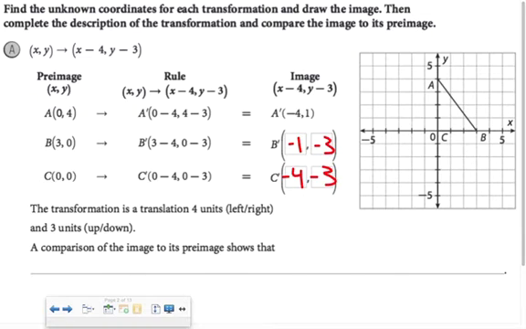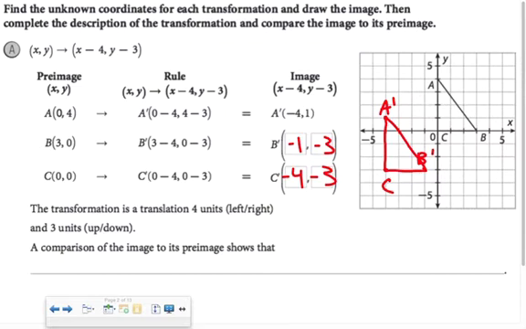The instructions also ask us to go ahead and draw that new image, so we'll do that. A prime was at negative 4 comma 1. B prime at negative 1, negative 3. And C prime at negative 4, negative 3. And we're filling in a few blanks.